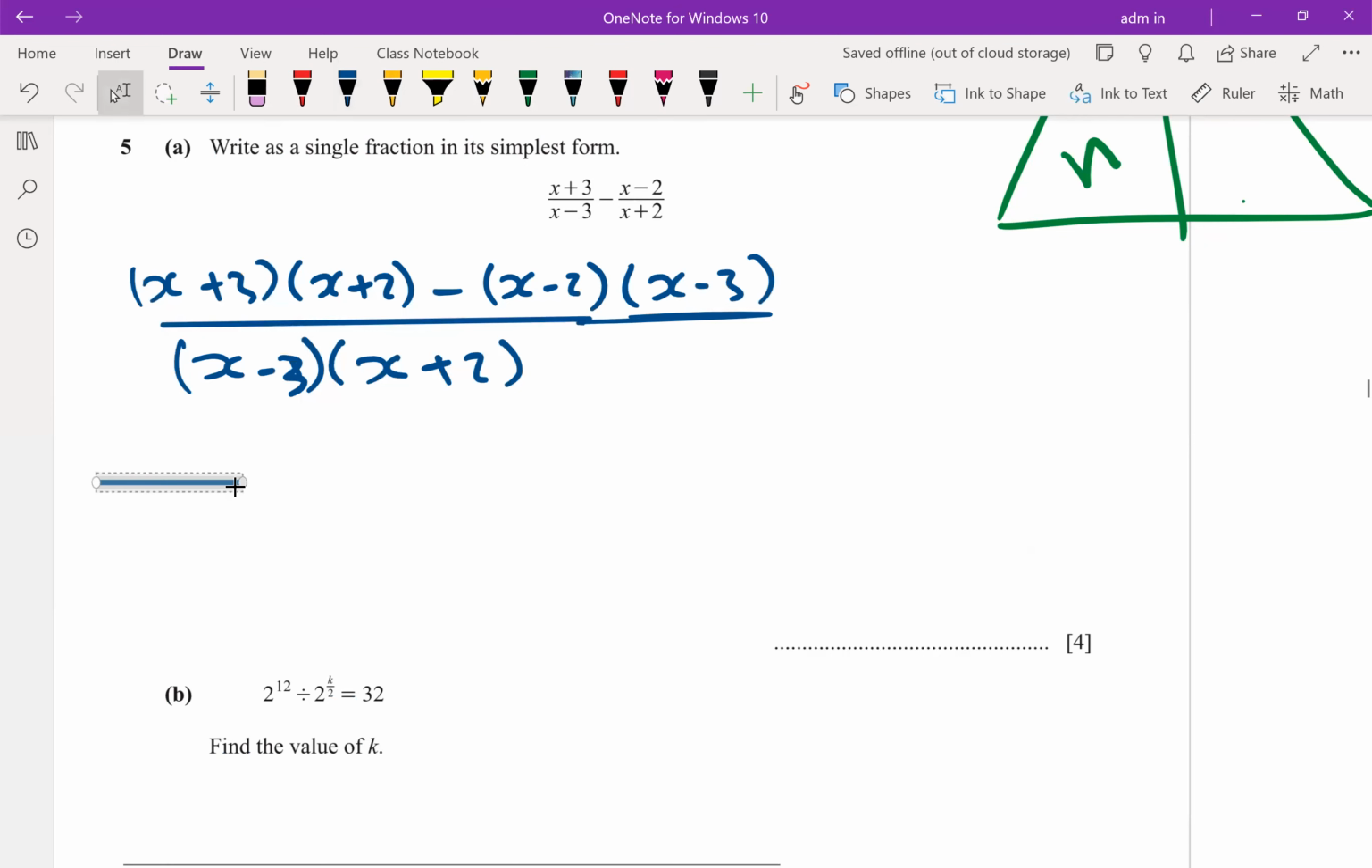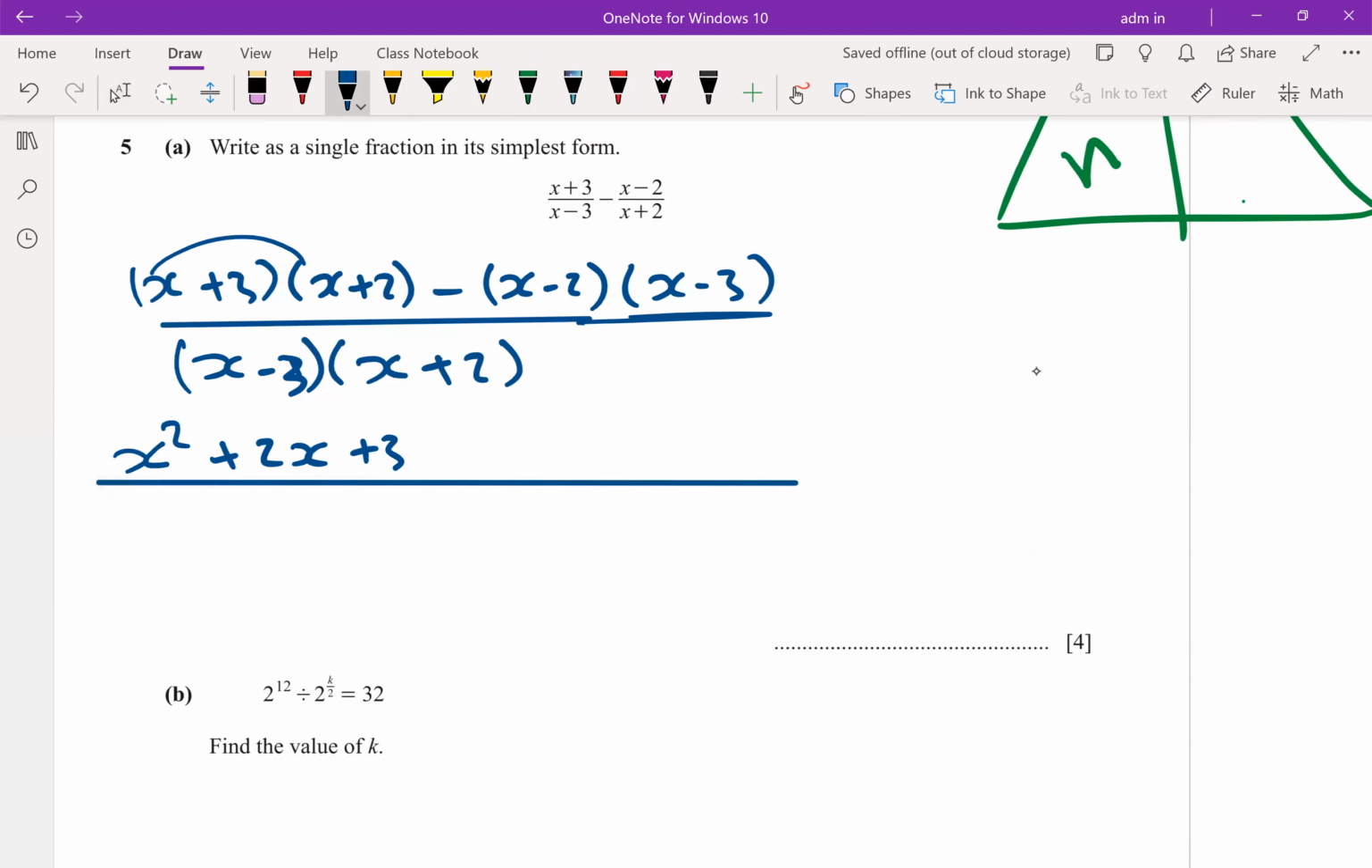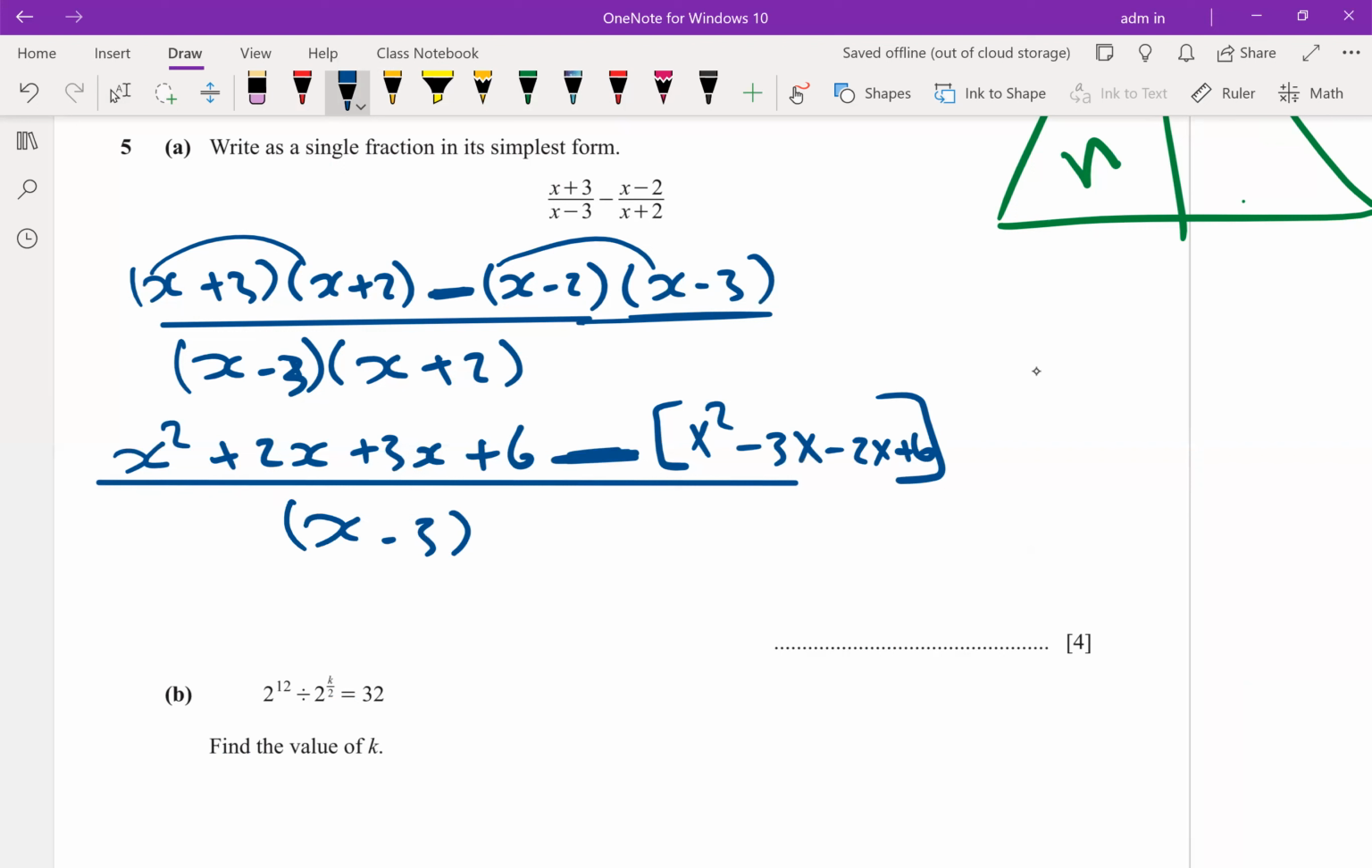expand and simplify. Don't try to expand the denominator. No need at all. Expand x by x is x squared, x by 2 is 2x, 3x, plus 6. See, this is a negative sign. Be careful. This is a negative sign. I'll keep it inside the bracket, then I will change all of them again. Expand x by x, x squared minus 3x minus 2x plus 6, divided by (x minus 3) multiplied by (x plus 2).